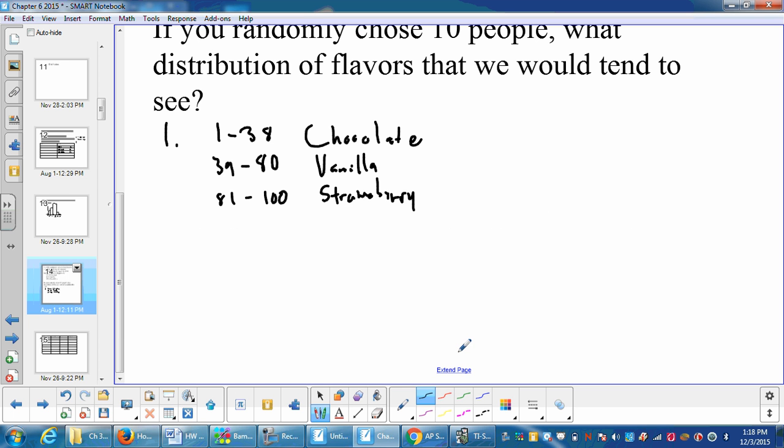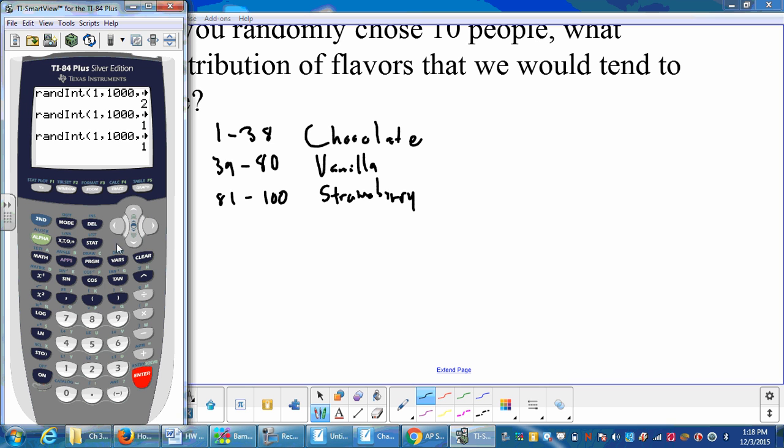So we have 10 people coming in. We want to run this simulation. Now we're going to go from 1 to 100, and then we're going to have 10 people. And so you have all those 10 people, and then you can count up how many people got each of the values, or each of the flavors, out of the 10.